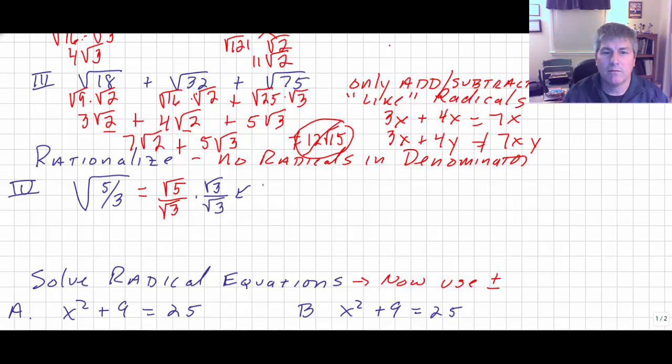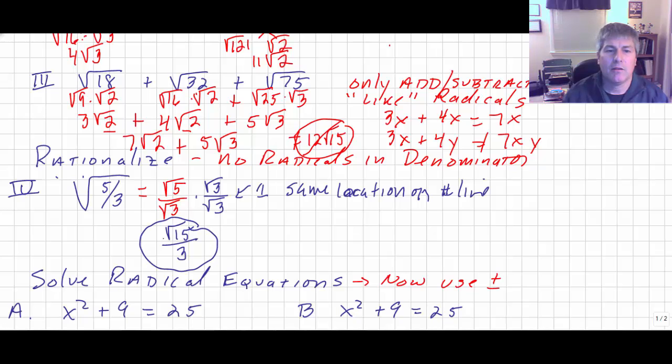This is 1. Okay, so I keep the same location on the number line. So that is going to simplify to the square root of 15 all over 3. And that is my simplified answer.